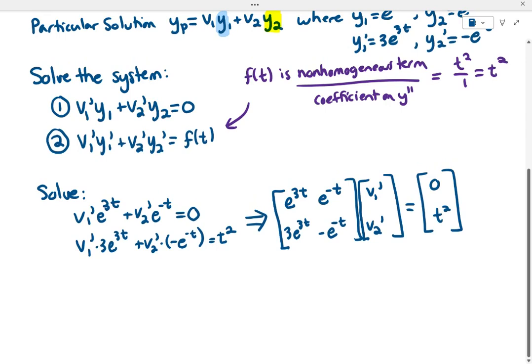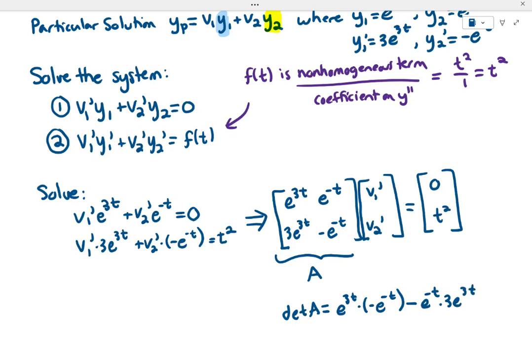The coefficient matrix A is the 2 by 2 matrix e to the 3t, e to the negative t, 3e to the 3t, negative e to the negative t, and its determinant is e to the 3t times negative e to the negative t minus e to the negative t times 3e to the 3t, which equals negative e to the 2t minus 3e to the 2t, which equals negative 4e to the 2t.